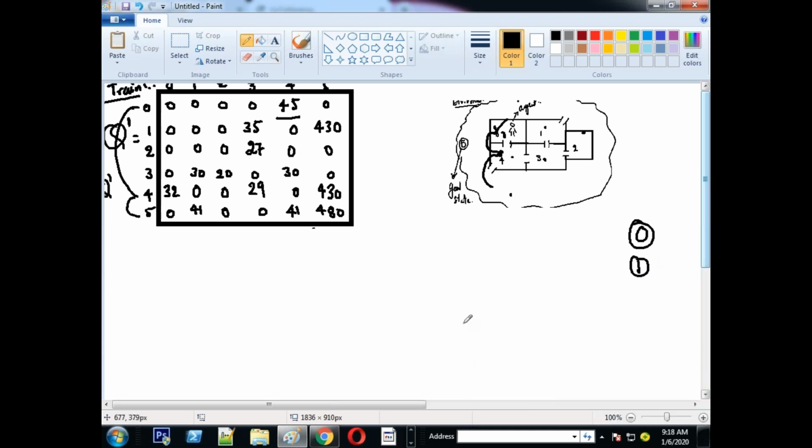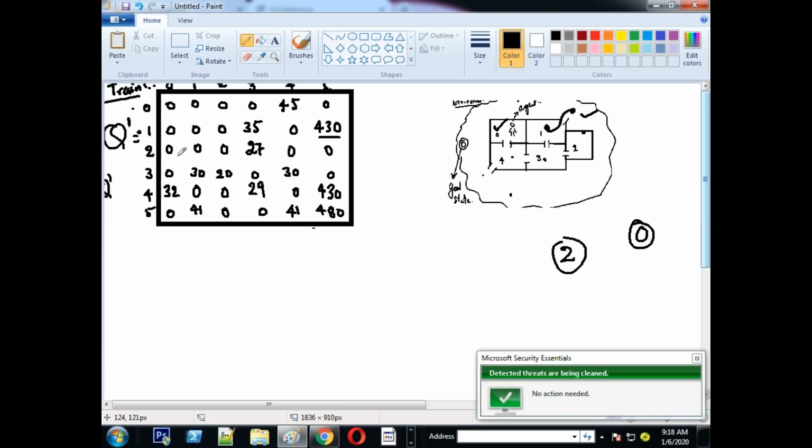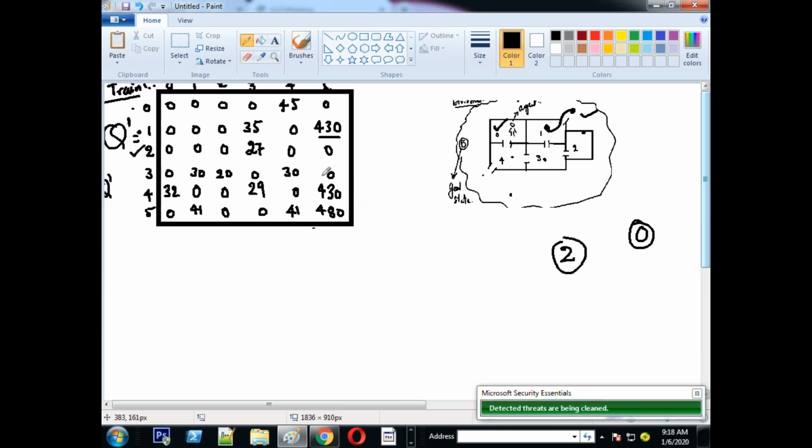Okay, now changing. Keeping you in number 1. What is the max value? 430 for 5. If I'm in 1, directly I go to 5. Okay. I'm keeping you in number 2. What is the max value? 27, for what? That's why from 2 it goes to 3. Okay, now I am in 3.